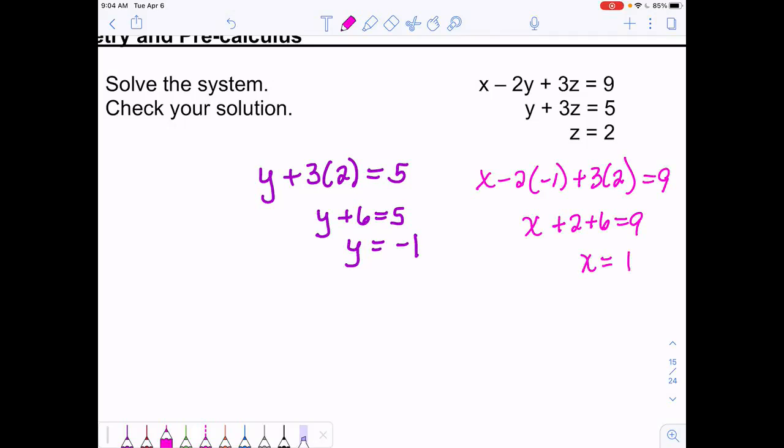How do you write your answer? How do you think you'd write this solution, Peter?